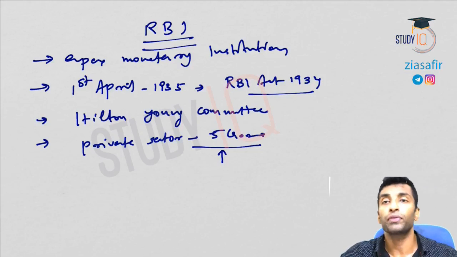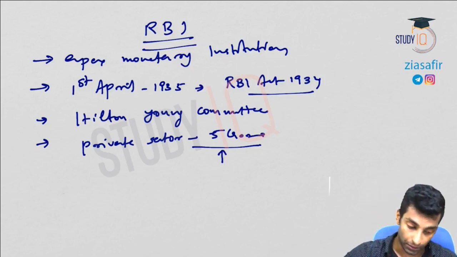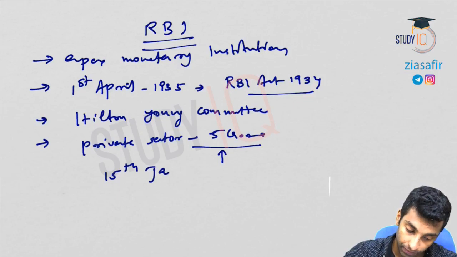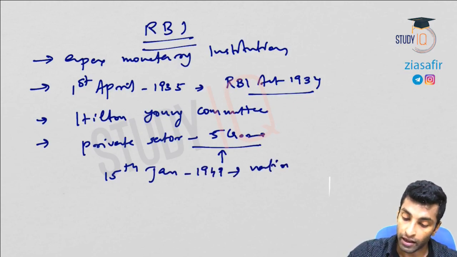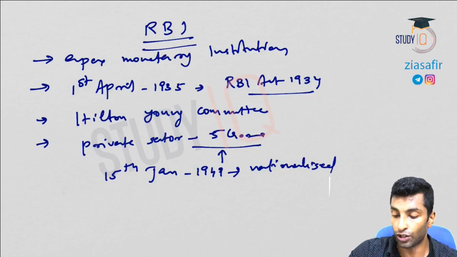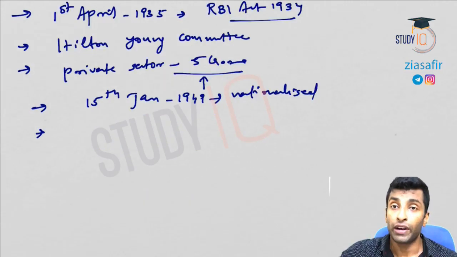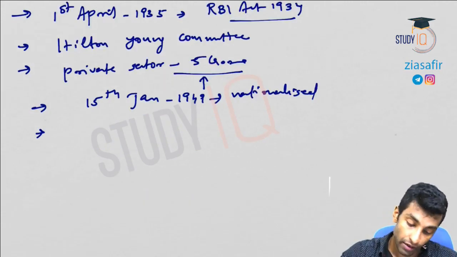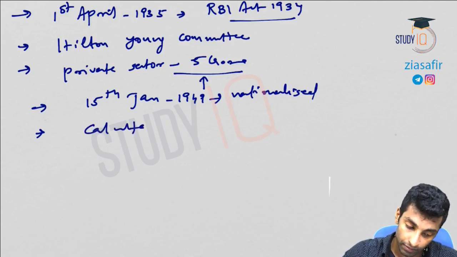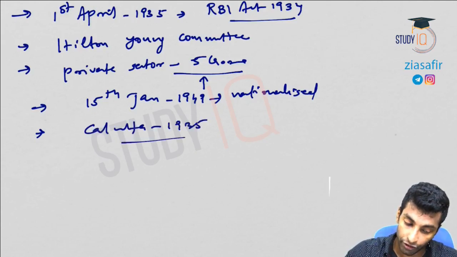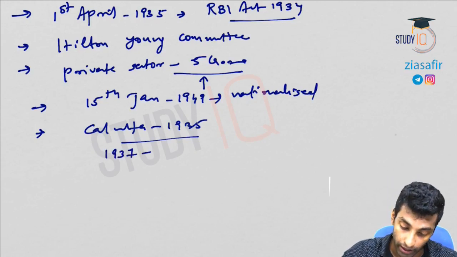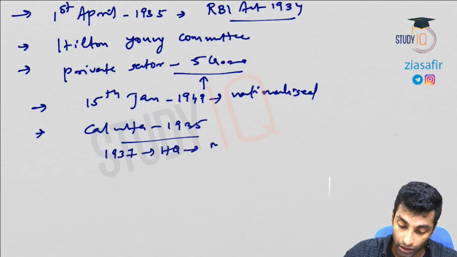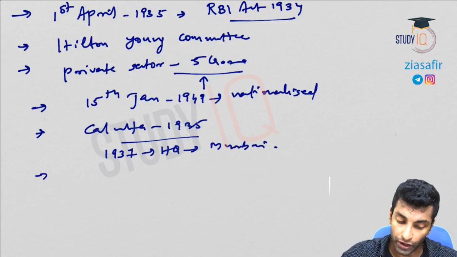But after freedom, we nationalized it. So RBI was nationalized on 15th Jan 1949. Nationalized means the government purchased all the shares. Okay. Now, where was it established? It was established at Calcutta in 1935, and in 1937 the headquarters was shifted to Mumbai.